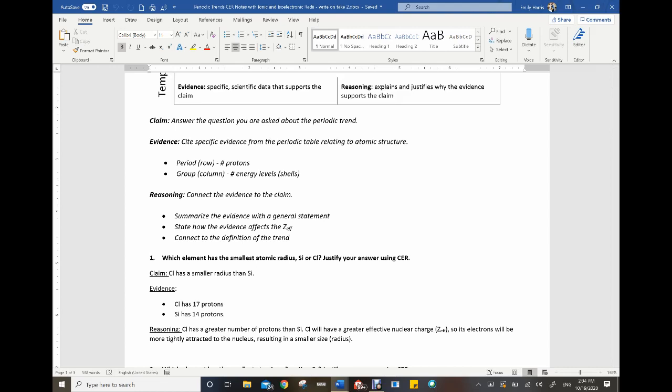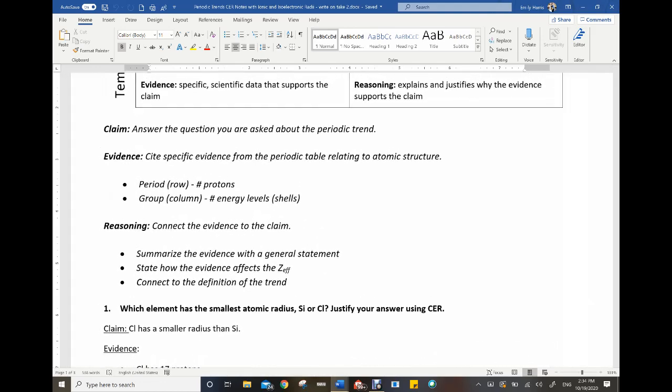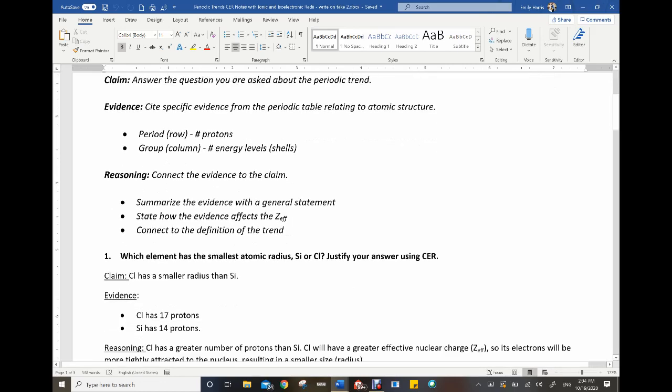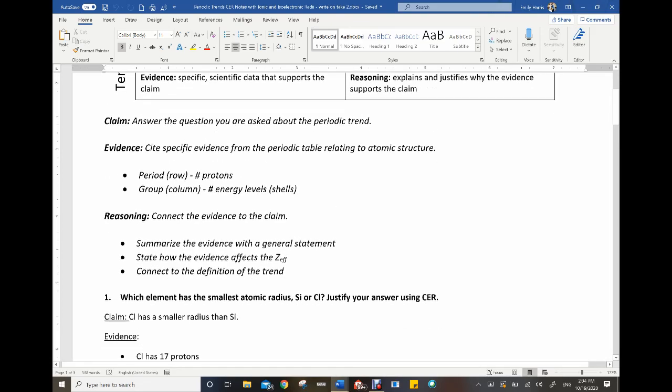Now we're going to structure our CER responses as follows. Our claim is just going to be a simple answer to the question that we are asked about the periodic trend. Our evidence section will have us looking at the periodic table to cite some specific evidence about atomic structure. Then finally, our reasoning is going to have us connect that evidence to the periodic trend in question. And so let's walk through a few examples together.